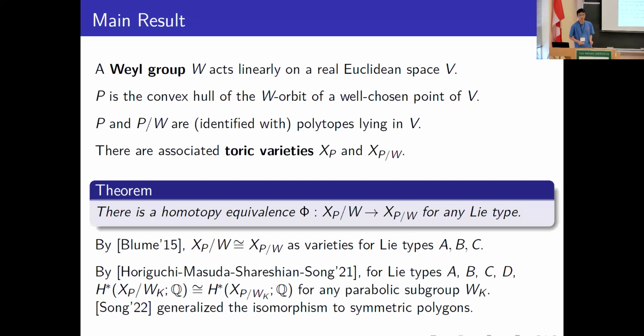So for Lie types, in 2015, Mark Blume showed that the 2 are isomorphic as varieties for Lie types A, B, C. And in 2021, Horiguchi, Masuda, Shareshian, and Song, Masuda and Song, who are here in the audience, showed that for Lie types A, B, C, D, there is a rational cohomology isomorphism for any parabolic subgroup W_K. And also, Jang-Ping generalized this isomorphism to symmetric polytopes.